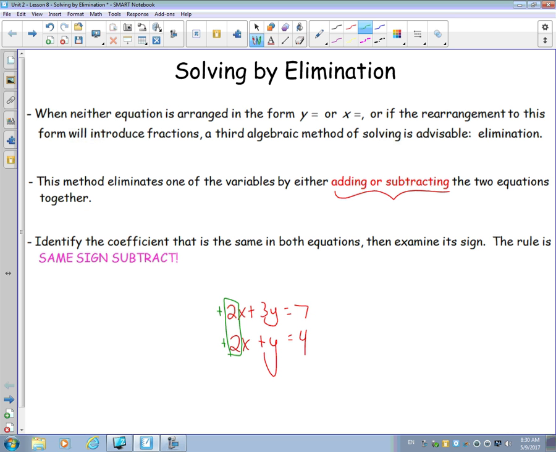Because these 2's are the same, and they have the same sign, our rule is going to be same sign, subtract. And we're going to subtract straight down. So 2x minus 2x would be 0x. And 0x really has no meaning, so we ignore it. We eliminate it. It would be gone. The 3y minus 1y would give us 2y's, and 7 minus 4 would give us 3. And we'd have just this little bit to solve. So we're going to try some.